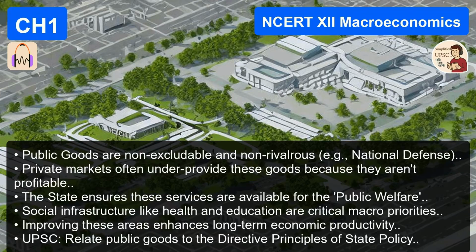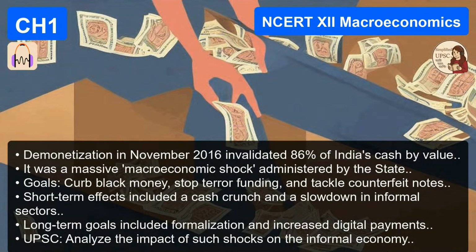Perfect. These two examples, demonetization and GST, are perfect examples of the state pursuing these big picture goals: transparency, efficiency, growth, that individual micro agents would never and could never achieve on their own. I mean, no individual shopkeeper can decide to unify the national tax code. Exactly. It requires a macro agent with the authority and the mandate to act for the whole country.